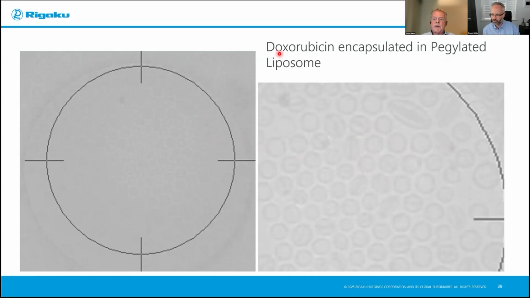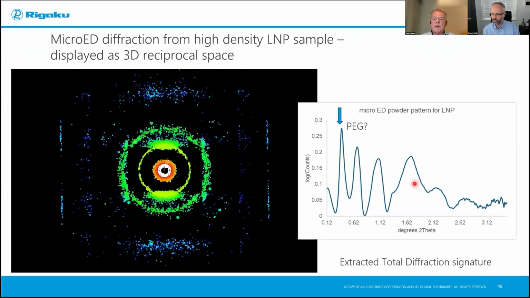And this is an example. This is doxorubicin API encapsulated in a pegylated liposome. The reticule size is about 2 microns here, so you can see these individual particles. They're only about 30 to 40 nanometers, but we can isolate those, and we can do electron diffraction from that. To the best of my knowledge, this is the very first electron diffraction measurements on individual lipid nanoparticle delivery systems with an API inside. Now, this is rather complex, and at this point in time, I couldn't tell you how to really analyze that, but we're exporting the data into a total diffraction format, and we're doing some PDF analysis to try and get a structural fingerprint, if you like.